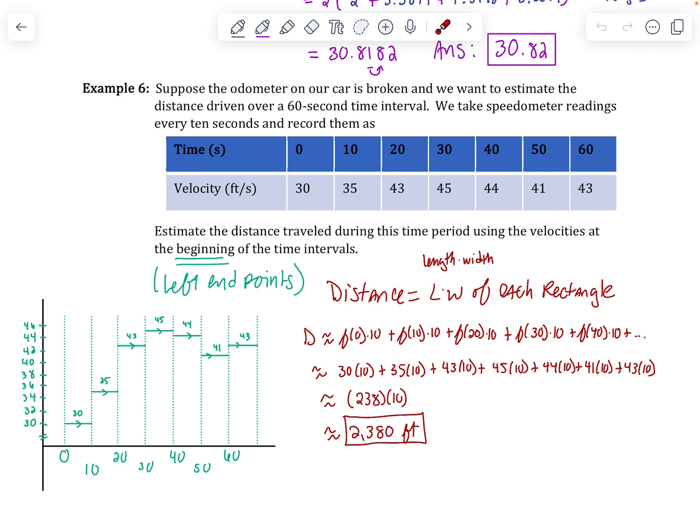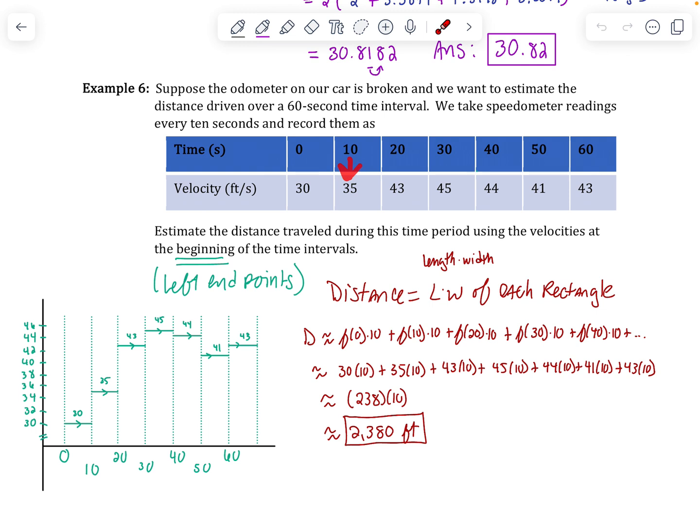Here's another example, number 6. Suppose the odometer, the gauge that determines distance, on your car is broken, and you want to estimate the distance driven over a 60-second time interval. So we're going to take the speedometer, not a gauge that's broken, but one that tells you how fast you're driving, and read it every 10 seconds. We're probably going to have a computer doing that. We're looking at a 60-second time interval, so our interval starts at 0 seconds and ends 60 seconds later.